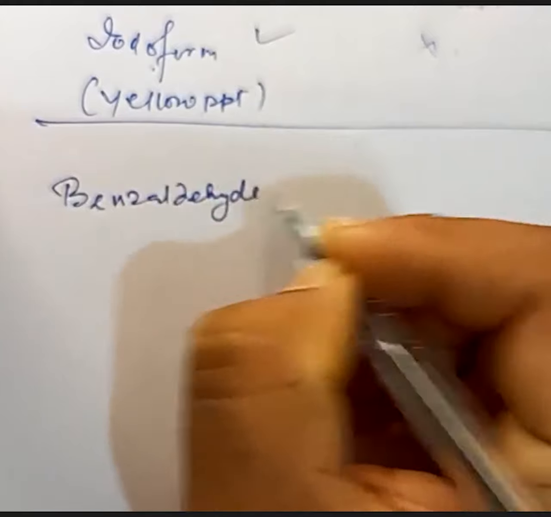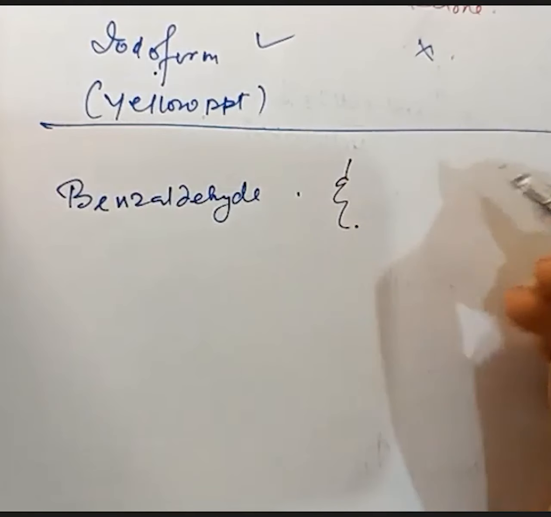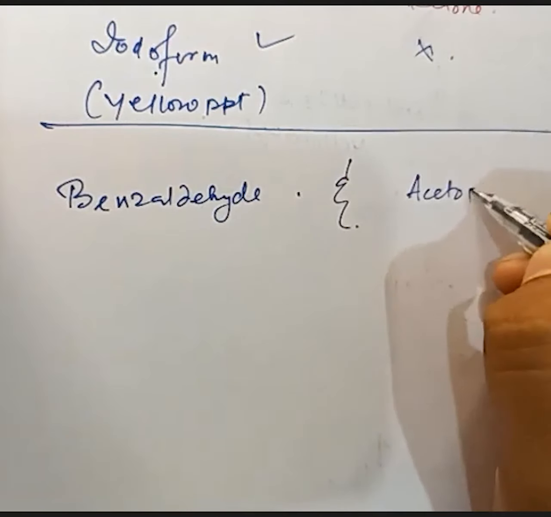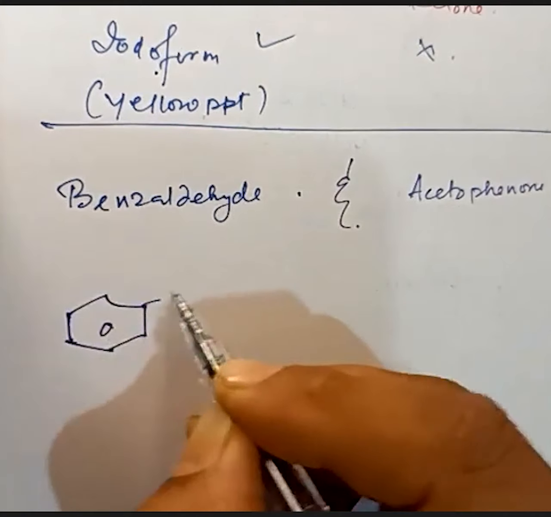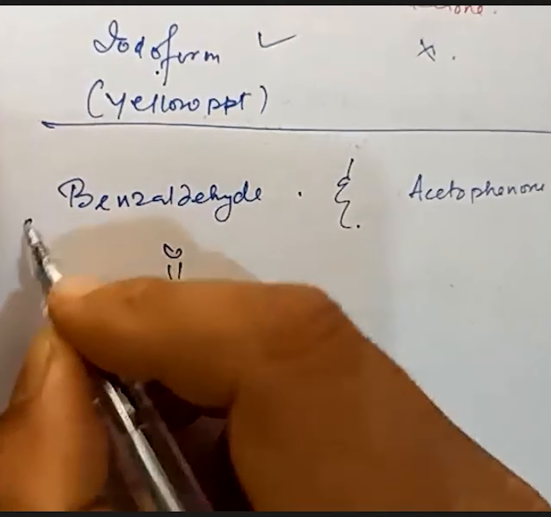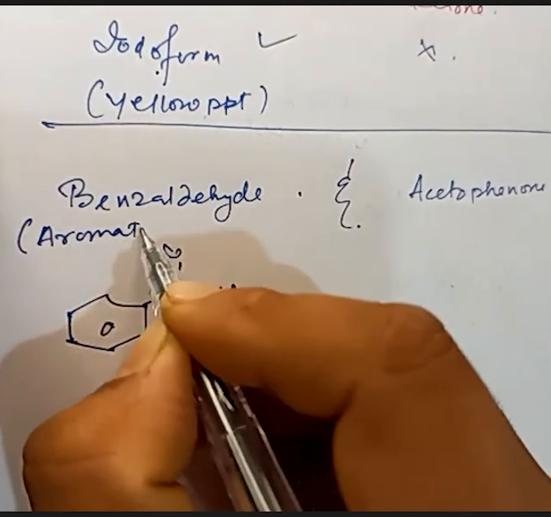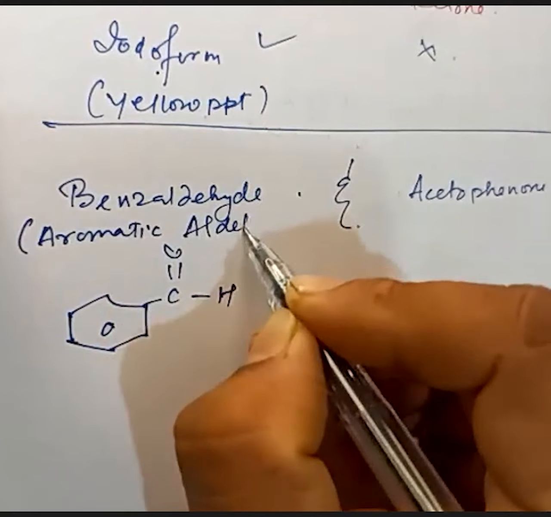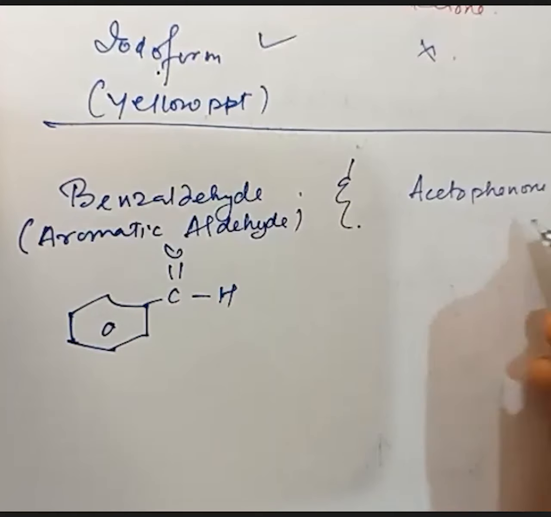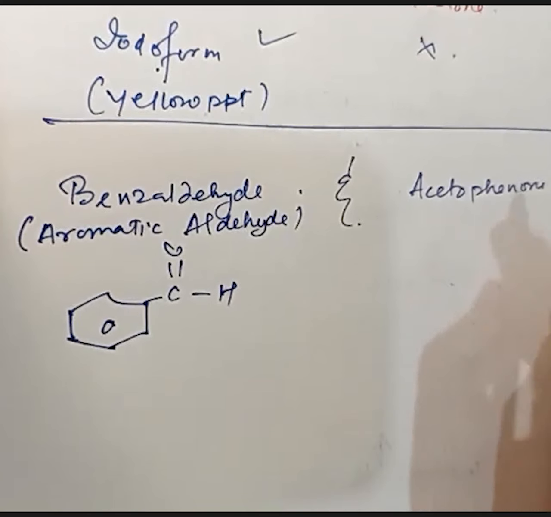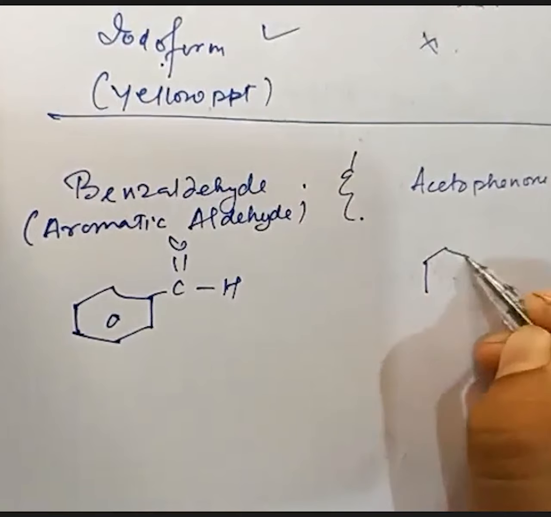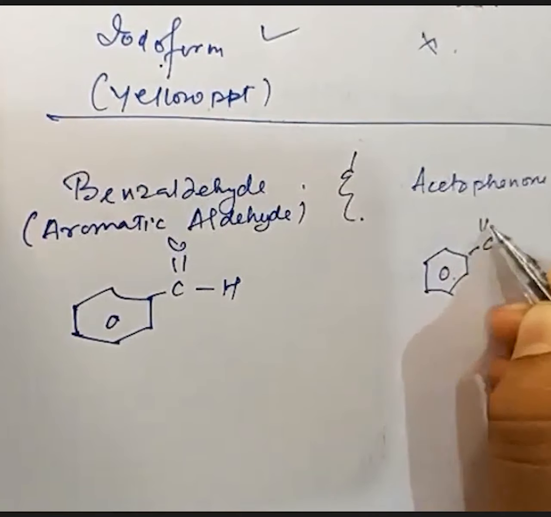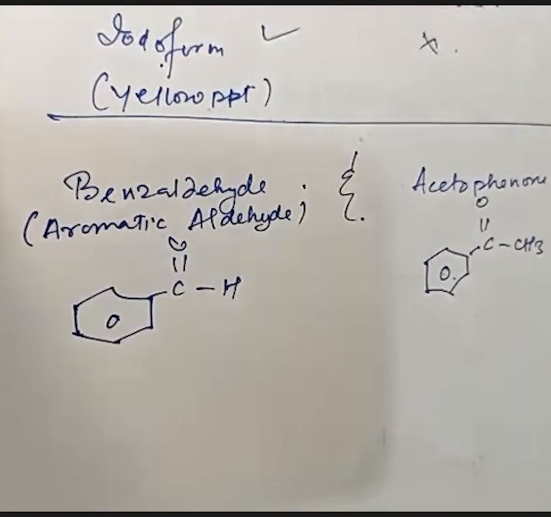Next, benzaldehyde and acetophenone. Benzaldehyde is an aldehyde, C double bond OH. It is an aromatic aldehyde. And this is acetophenone. Benzaldehyde is an aromatic aldehyde. Acetophenone is a ketone, COCH3, this is a ketone.